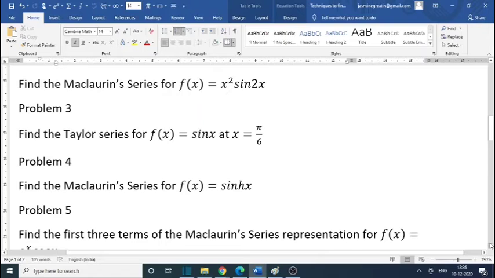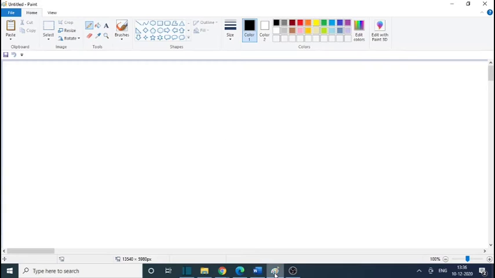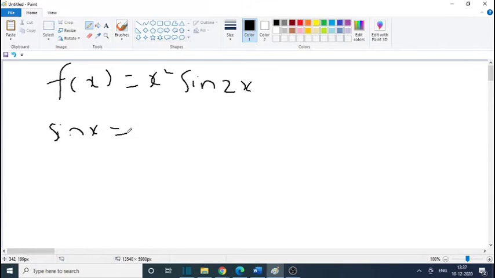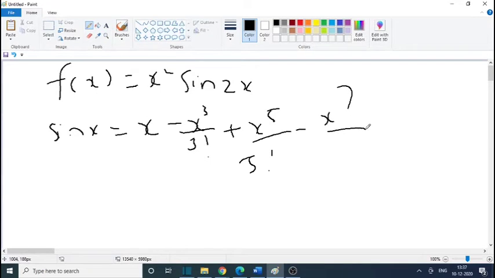Next problem is find the Maclaurin series for f of x equal to x squared sin 2x. So this is f of x equal to x squared sin 2x. We know the formula for sin x. Sin x is equal to x minus x cubed by 3 factorial plus x raised to 5 by 5 factorial minus x raised to 7 by 7 factorial plus etc.